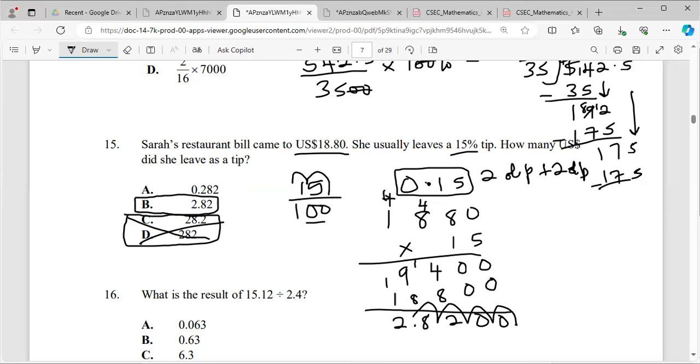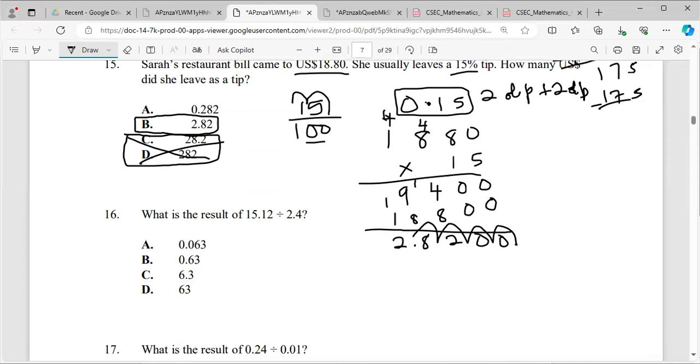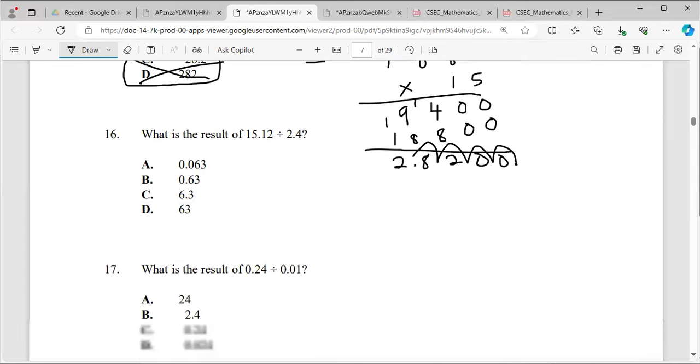Alright. This one now, guys, where people have problem with division of decimal. So you say, what is the result of 15.12 divided by 2.4? Go ahead and do that one. And also, for those persons who work a bit faster, you can go ahead and do number 17 as well.